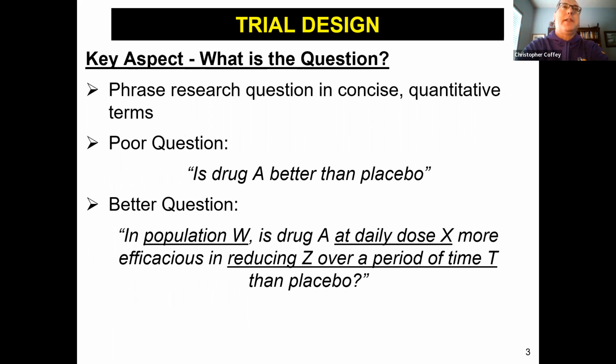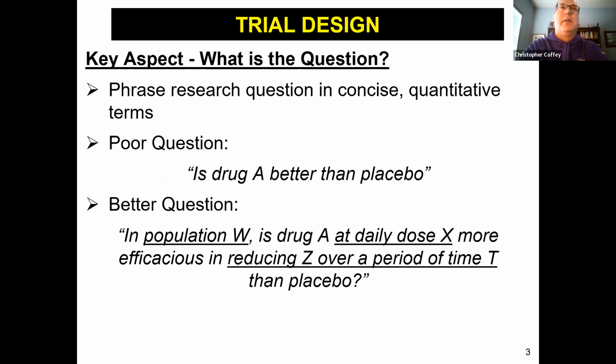So part of this is, what is the question? And the question is not just, okay, I think drug A works well to treat patients with this disease, so I want to do a trial to say, is drug A better than placebo? That's not necessarily a good question to know how to design the trial. What you really need is more specifics. What population, as Will mentioned, in population W, is drug A at daily dose X more efficacious in reducing Z over a period of time T than placebo?